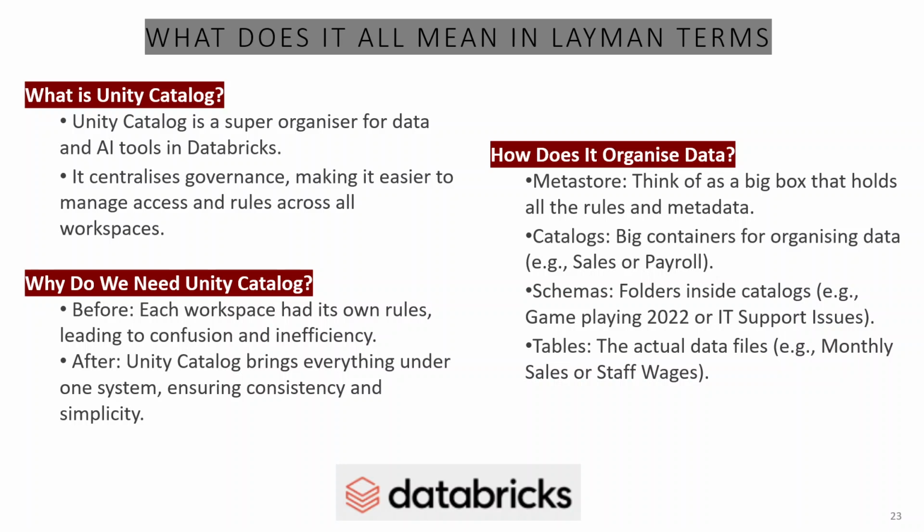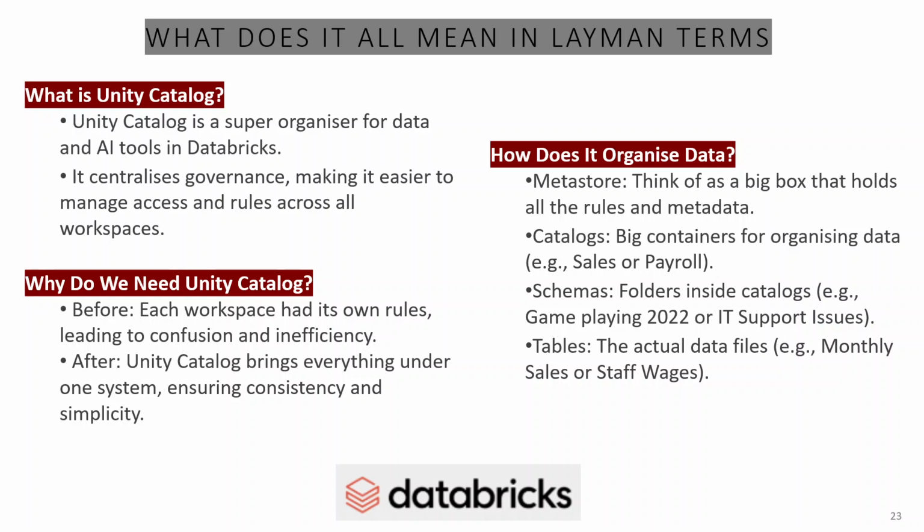So what does it all mean in layman's terms? So what is Unity Catalog? Unity Catalog is a super organizer for data and AI tools in Databricks. It centralizes governance, making it easy to manage access and rules across all workspaces.